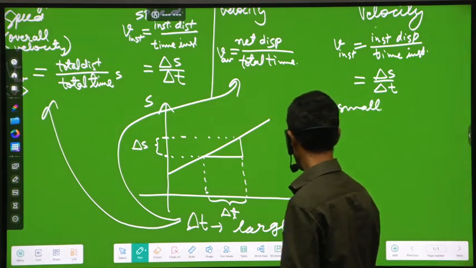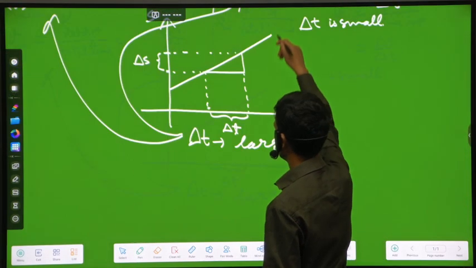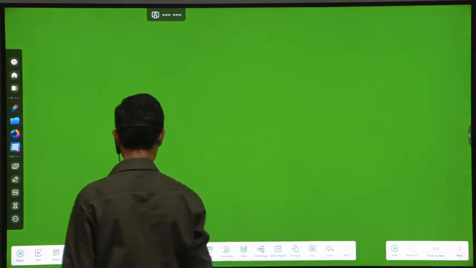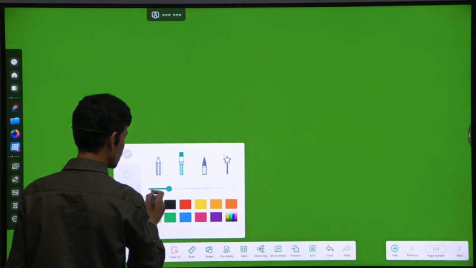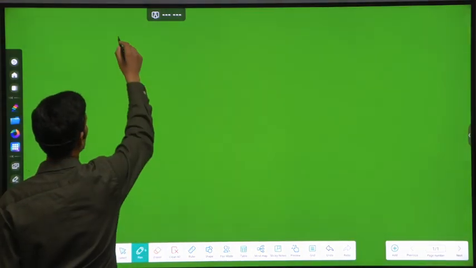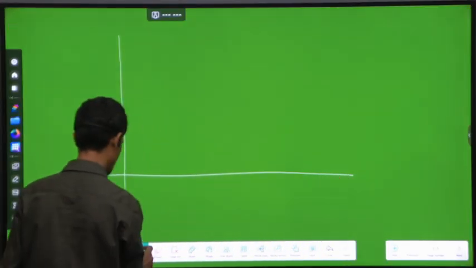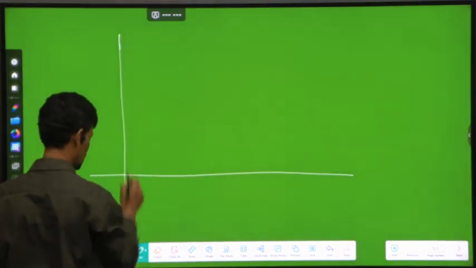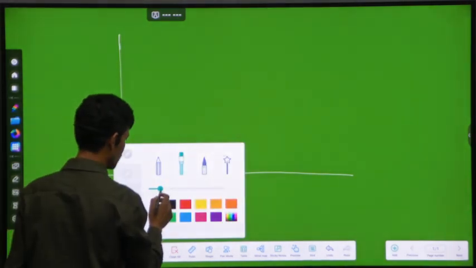So again, let us consider another type of motion in which this much thickness will be observed.